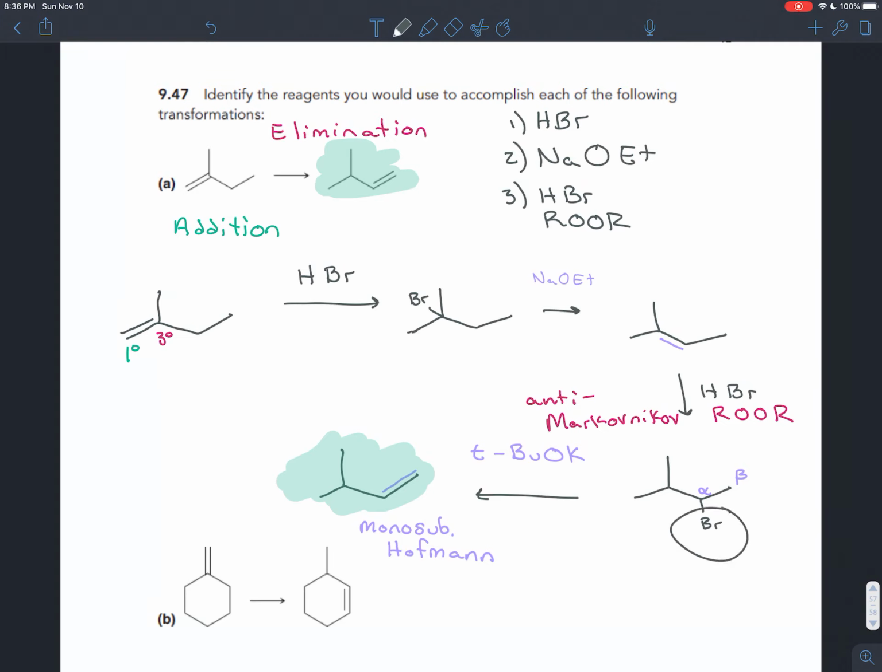Finally, we had to eliminate the Br, and we wanted to do it in such a way that we got the less substituted Hofmann product. And so the fourth step here was to use a bulky base. So altogether, these are the recipes. These are the steps in the recipe that you would need to use in order to make this transformation happen.